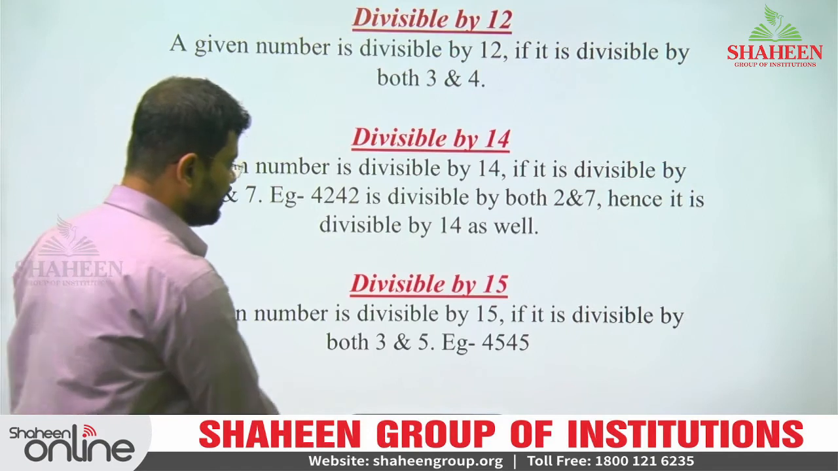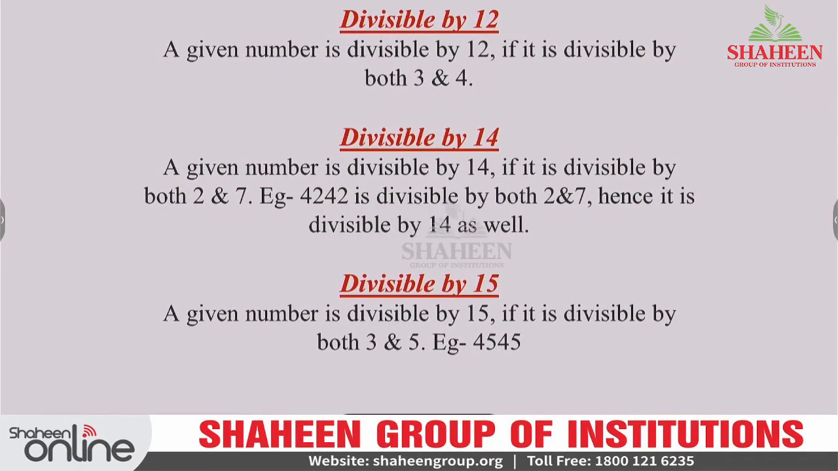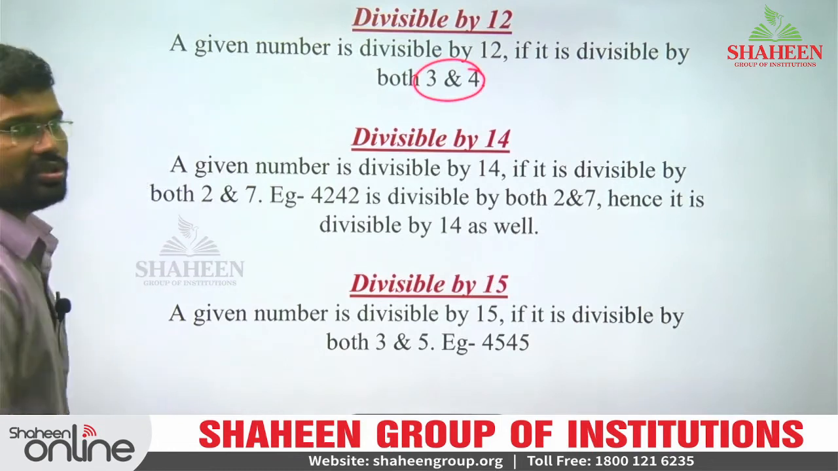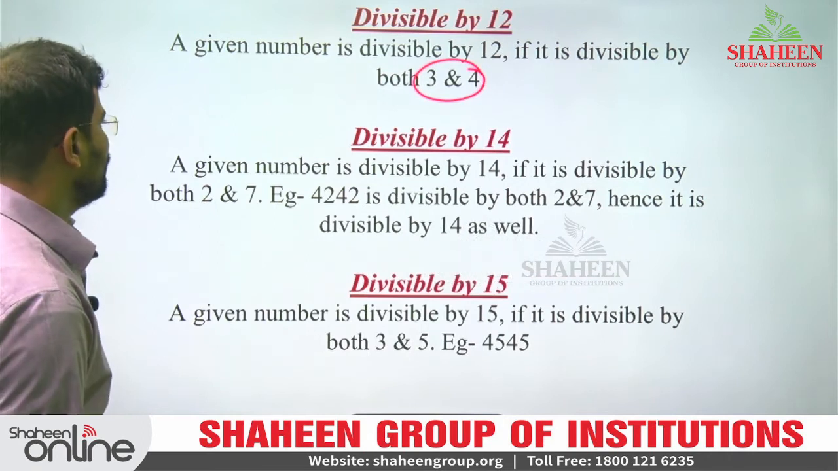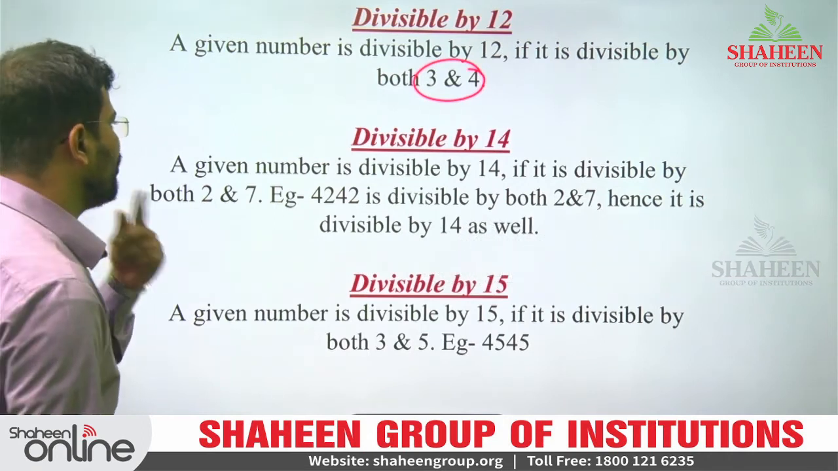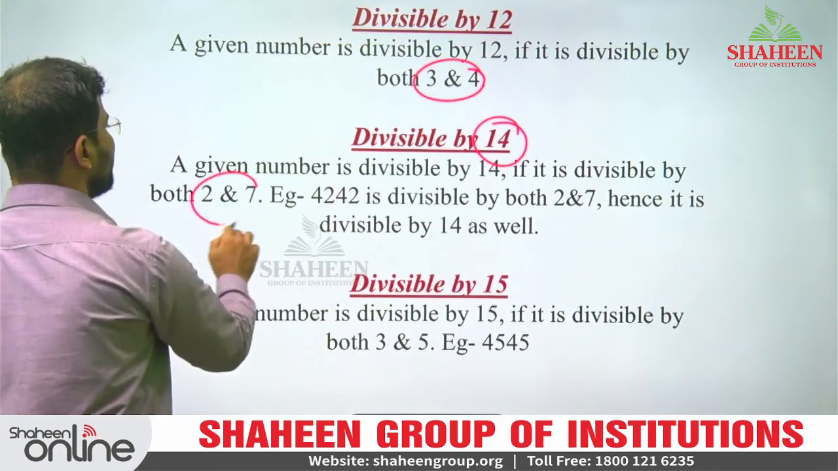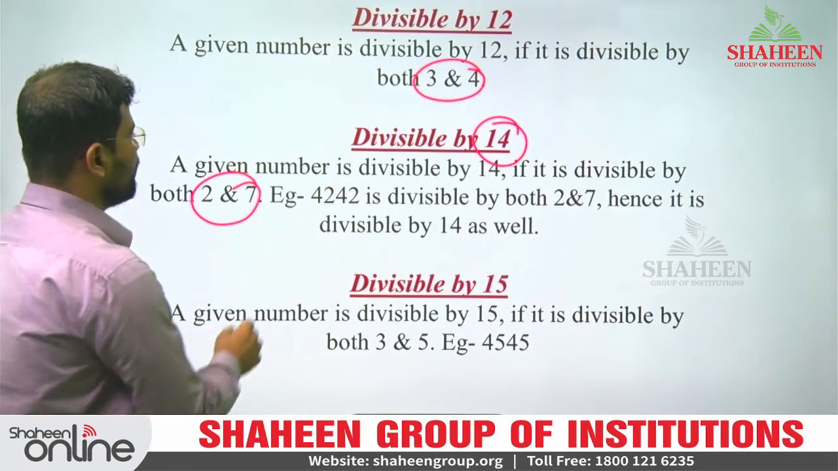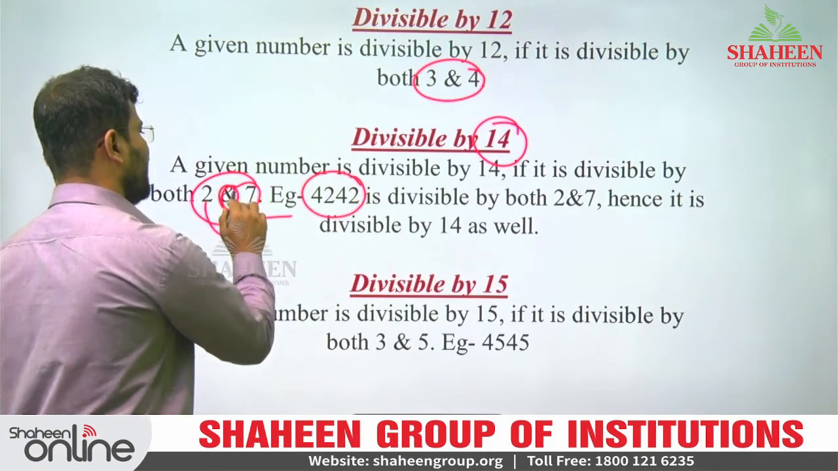Next, how do we identify whether a number is divisible by 12? 12 is 3 into 4. If a number is divisible by both 3 and 4, then the entire number is divisible by 12. Now next, divisibility by 14. 14 is 2 into 7. For example, if a given number is divisible by both 2 and 7.